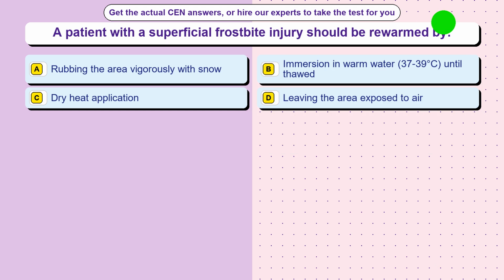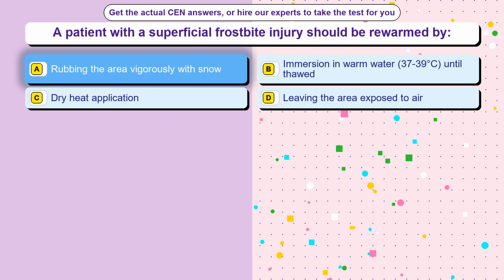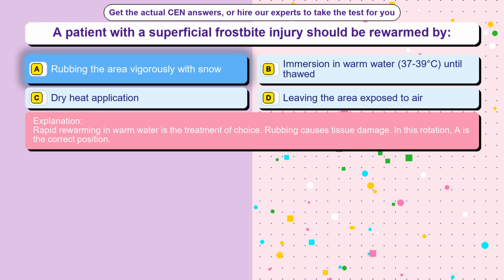Question 53. A patient with a superficial frostbite injury should be treated by: Option A, rubbing the area vigorously with snow. Option B, immersion in warm water, 37 to 39 degrees Celsius, until thawed. Option C, dry heat application. Option D, leaving the area exposed to air. The correct answer is option A, rubbing the area vigorously with snow. Rapid rewarming in warm water is the treatment of choice. Rubbing causes tissue damage. In this rotation, A is the correct position.